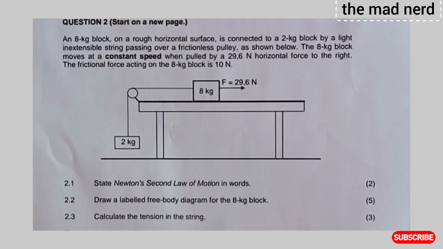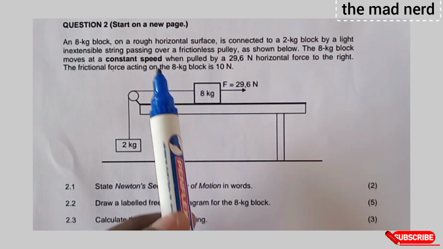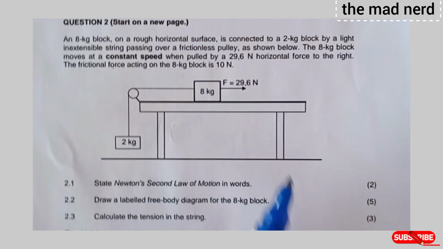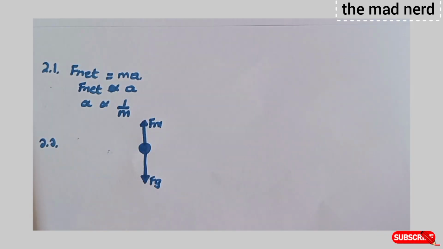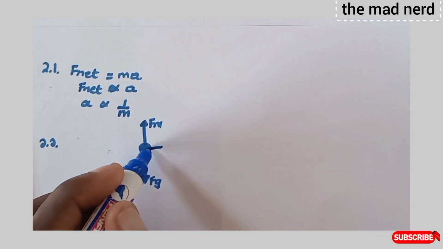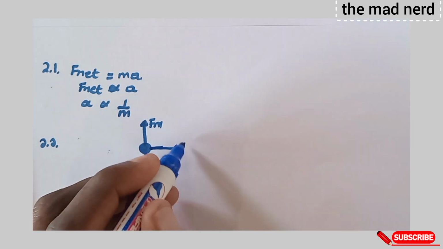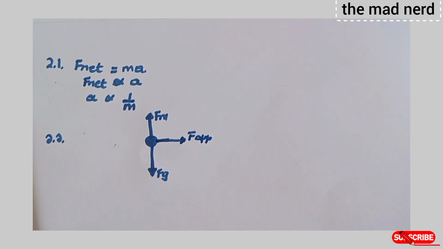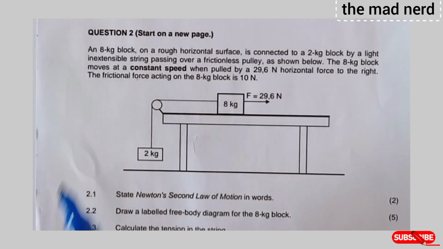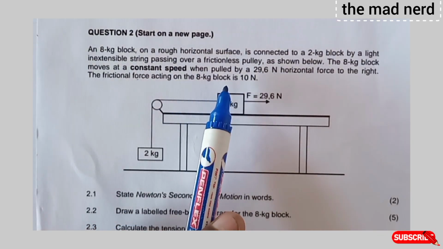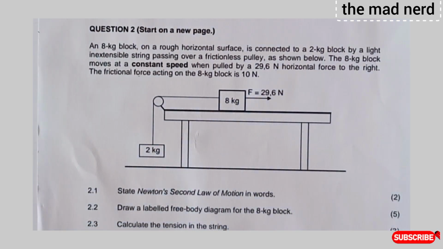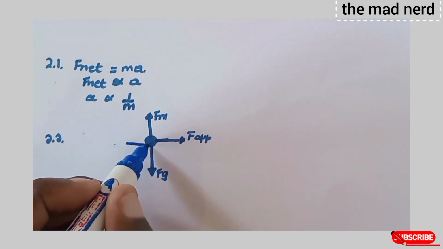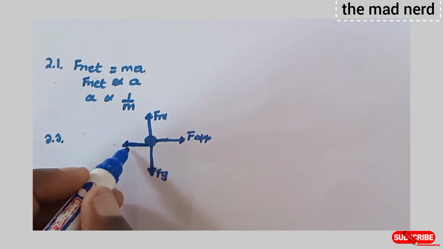And then they told us this object is pulled by 29.6 newtons. It means that we have the applied force there. So this one is an applied force, Fa. And since they say that the frictional force acting on the 8 kg block is 10 newtons, it means that it experiences a frictional force, moving on a rough surface. So we show the frictional force by Fk.